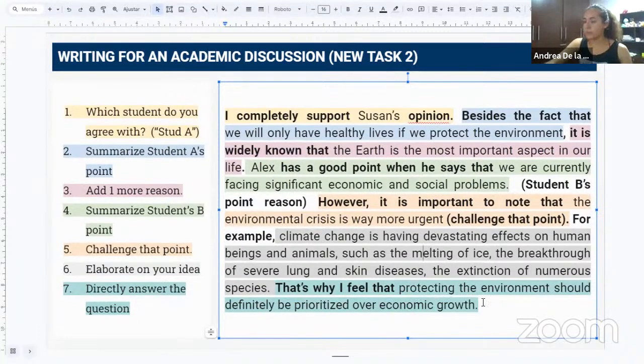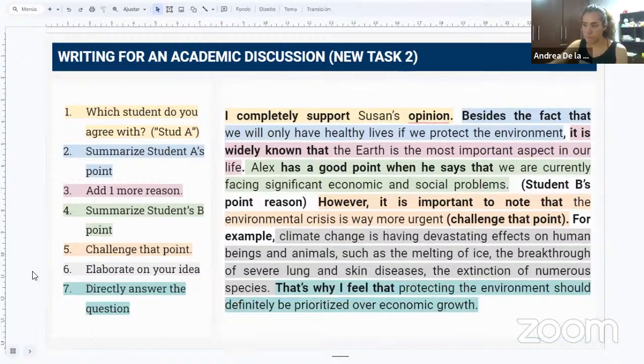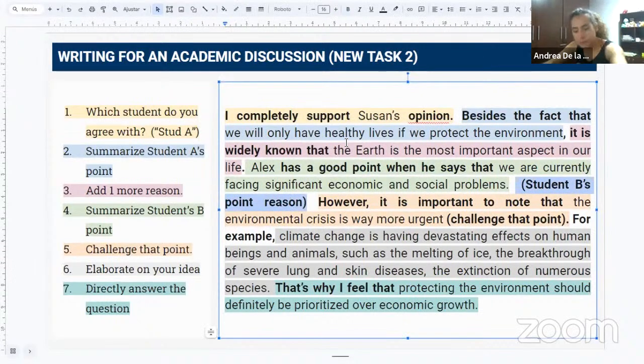Entonces pueden hacerlo de varias maneras, ¿no? Pueden decir, that's why I feel that if I were a policymaker, I would prioritize the environment over economic growth. The environment is more important than economic growth, ¿no? Cualquier cosa que sea directamente una respuesta a esa pregunta. Y ya está, con eso tienen la respuesta.